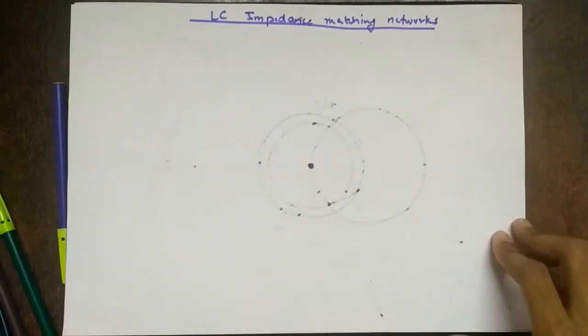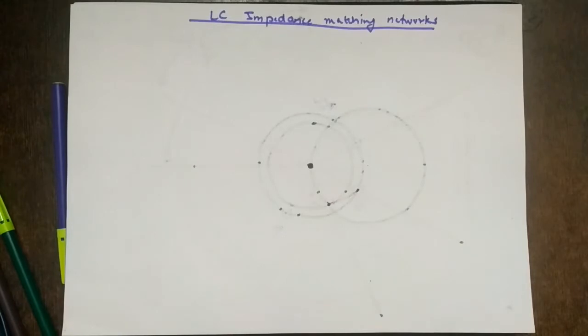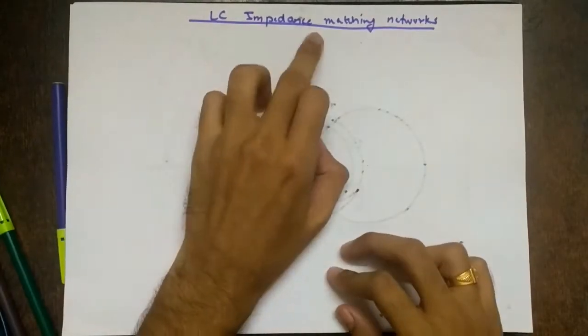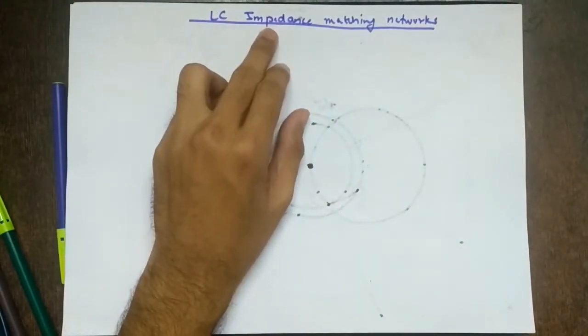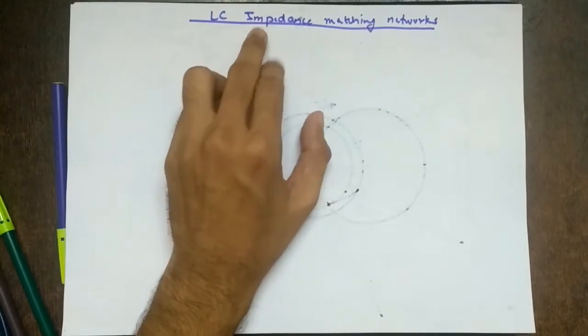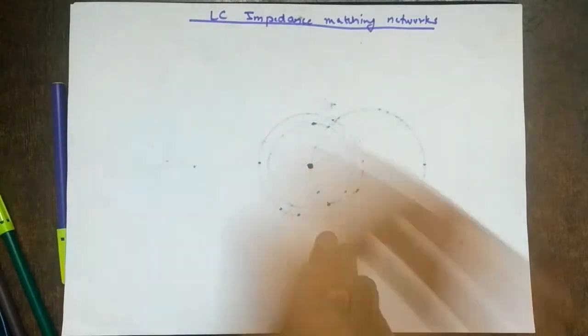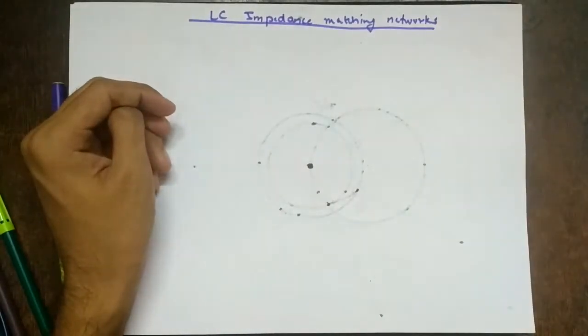We are done with stub matching, with single stub and double stub matching. So the last part where we use the Smith chart in this course is LC impedance matching networks. This LC stands for inductor and capacitor. That is, we match using lumped elements. So it is also called impedance matching using lumped elements. For that we require a different Smith chart.